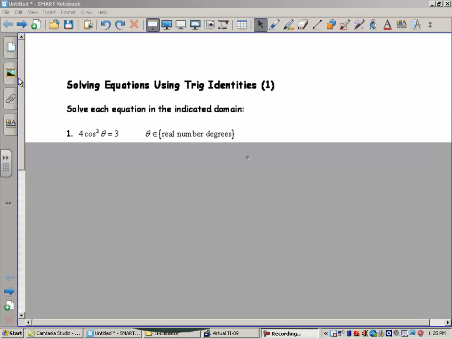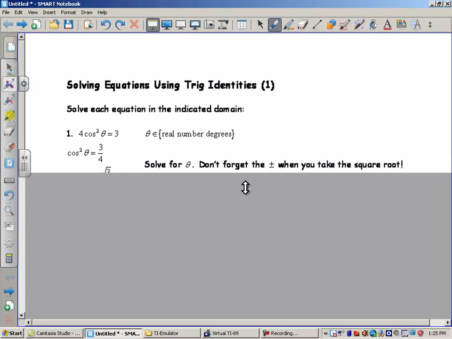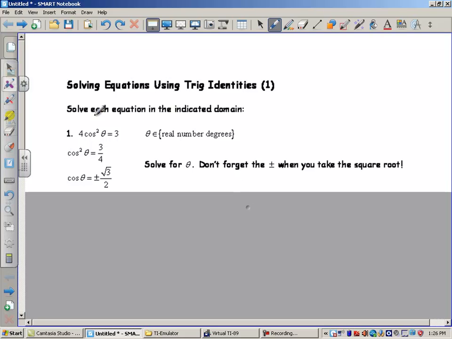4 cosine squared theta equals 3. The first thing you're going to do is try and get your theta by itself. So just divide both sides by 4. And then after that, we're going to take the square root of both sides. So the first thing we did is divide by 4. Then we're going to take the square root of both sides.